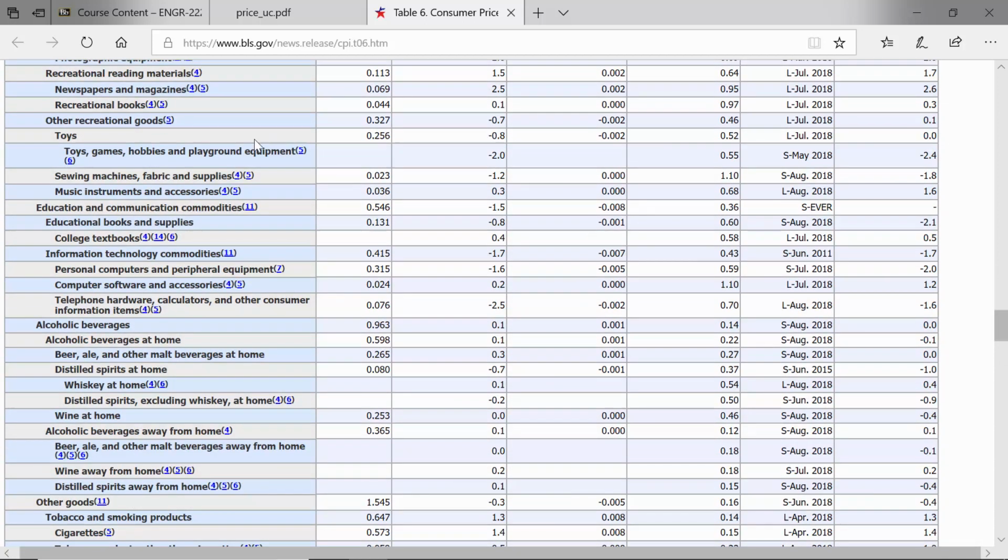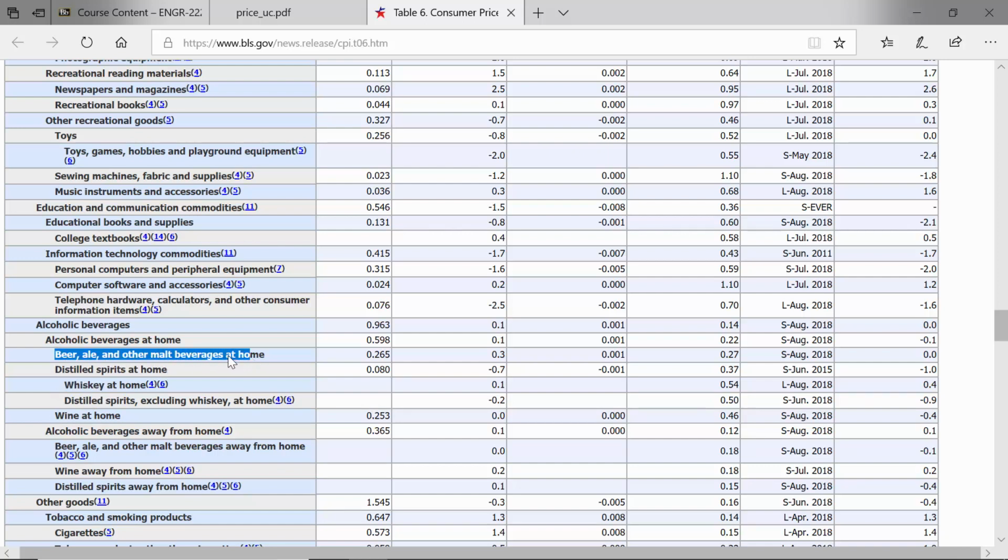And so having this idea of what the weights are then allows them to track the prices of each of these different things. And there are government workers whose job it is to go into businesses and check the price of different goods. So there may be someone whose job it is to go into grocery stores in North Dakota and find out how much does wine cost, how much does whiskey cost, how much is beer, ale, and malted beverages.